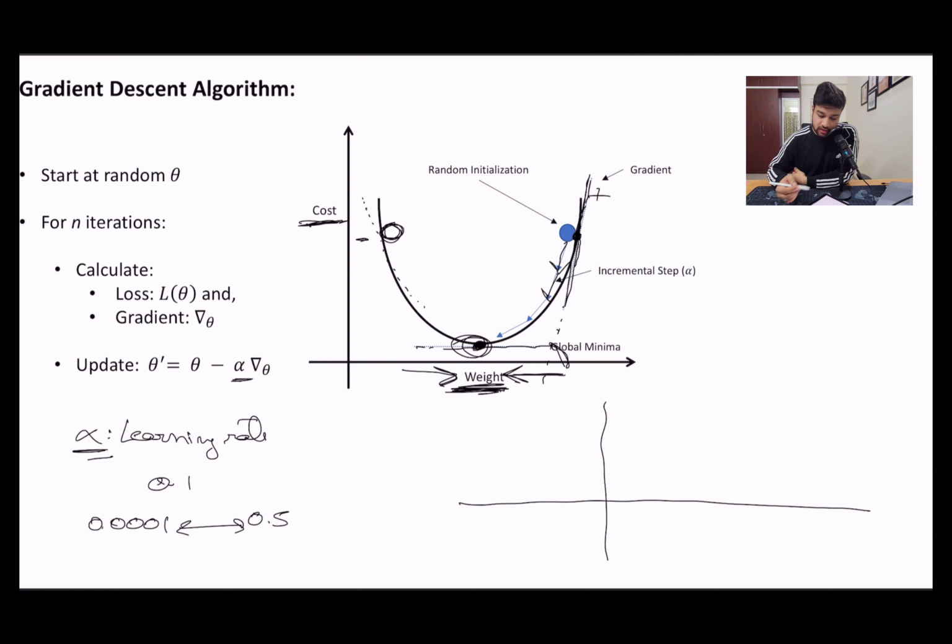Now, just to give you a brief introduction, these three differ primarily on the size of the data set that they use to calculate the gradient at each iteration, right? That is the only difference in all these three variations. Other than that, the foundational principle is the same for all of these different variations of gradient descent, right?